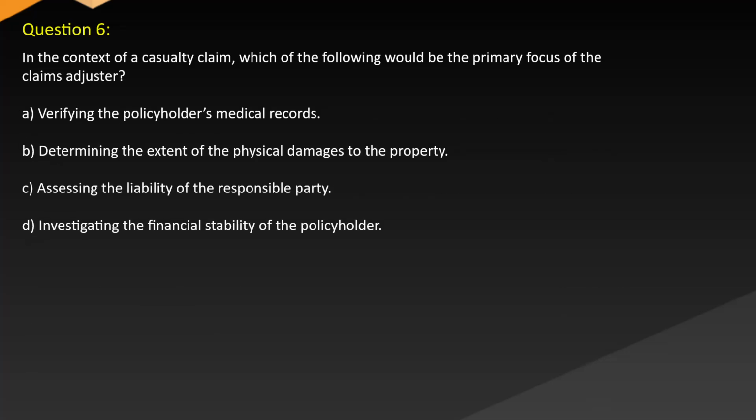Question 6. In the context of a casualty claim, which of the following would be the primary focus of the claims adjuster? A. Verifying the policyholder's medical records. B. Determining the extent of the physical damages to the property. C. Assessing the liability of the responsible party. D. Investigating the financial stability of the policyholder.